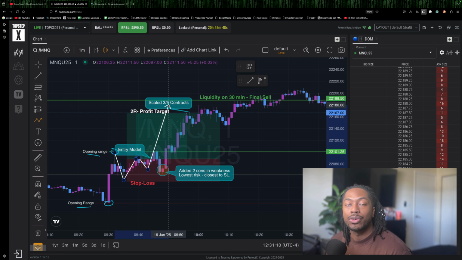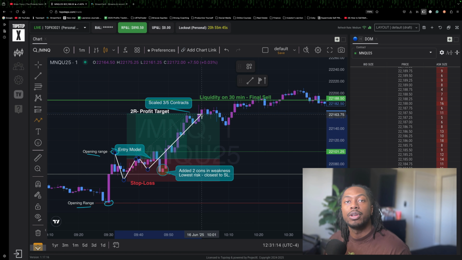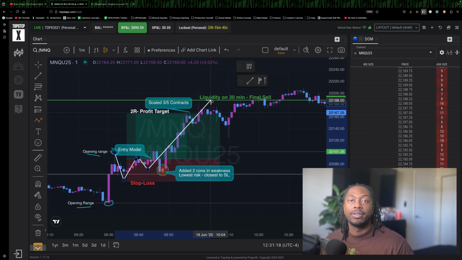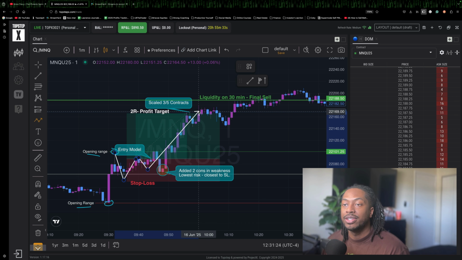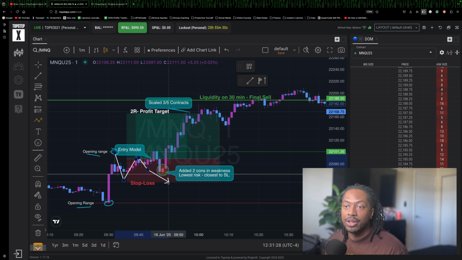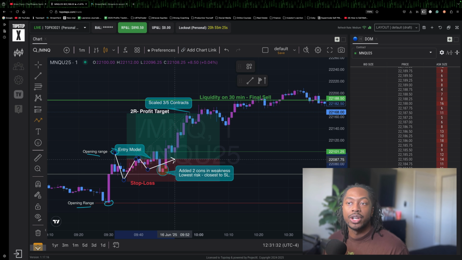I scaled out 3 out of 5 contracts. And then on the higher time frame, on the 30-minute, we had a liquidity level, right? That nothing was in our way, right? Like it was just straight wicks up there. And I'll show you in a second. So nothing was in our way. Went ahead and scaled out just to secure profits. Every time I scale out, I take my stop loss and I move it to break even. Right? So I'm just green on the day.